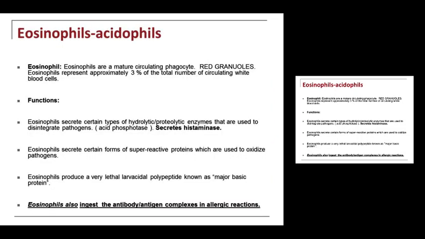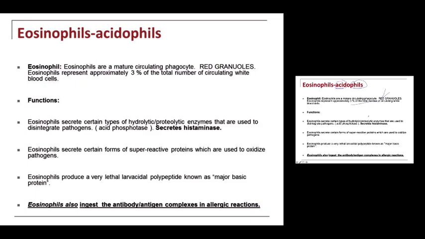Eosinophils, these used to be called acidophils, and I used to like when they were referred to as acidophils because the "phil" tells us that it likes something, and it likes an acidic stain, whereas the basophil likes a basic stain. So when the acidophil stains, the granules turn red. Okay, they make up about 3% of the total circulating white blood cells.